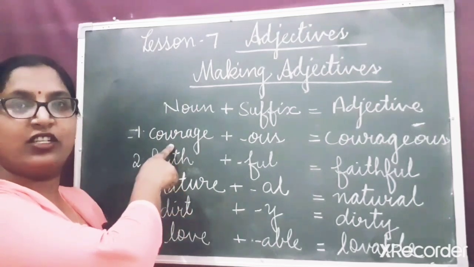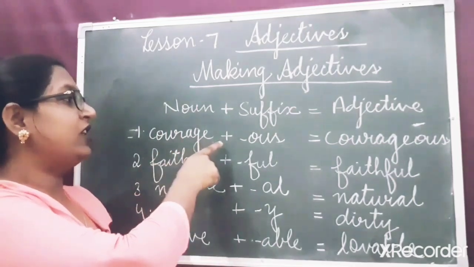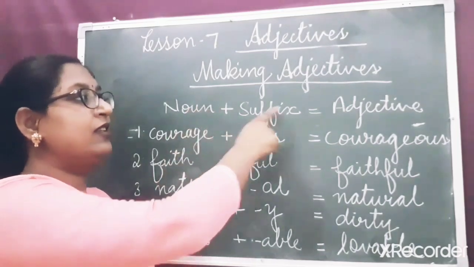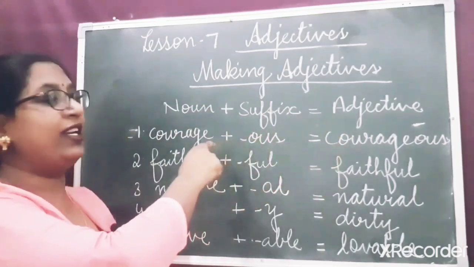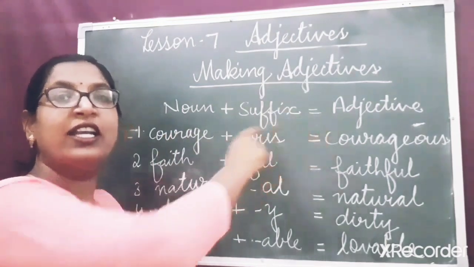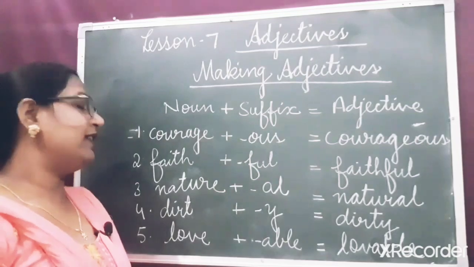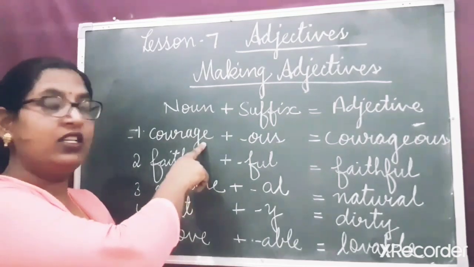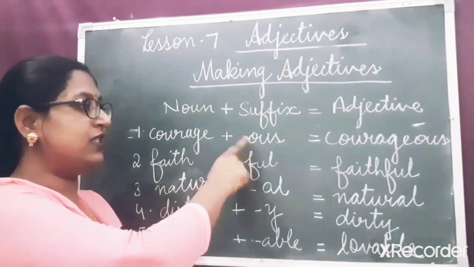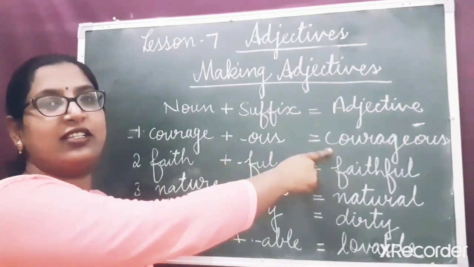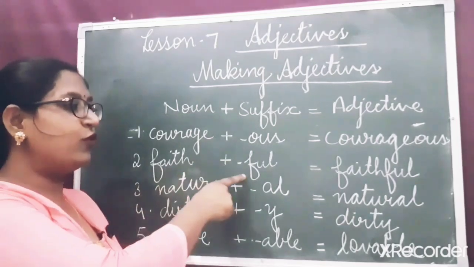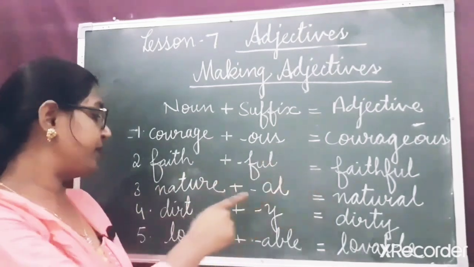The word courage. Noun plus suffix is equal to adjective. When a suffix is added to a noun, we get a new word which is called an adjective. Let us see the examples. Courage is a noun, plus OUS is a suffix, and the new word we get is courageous, that is an adjective. Then faith plus ful becomes faithful.